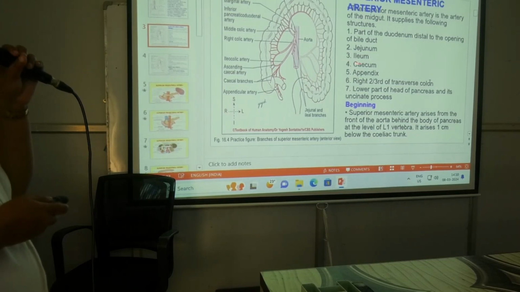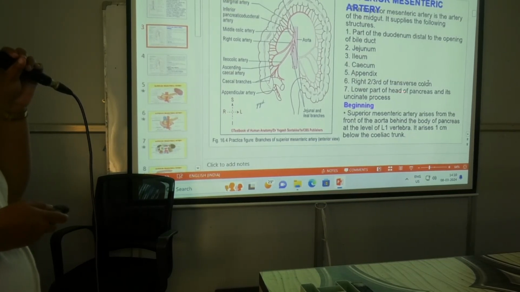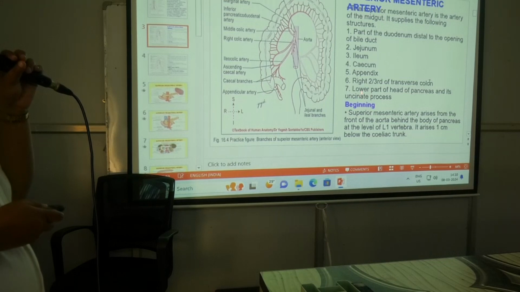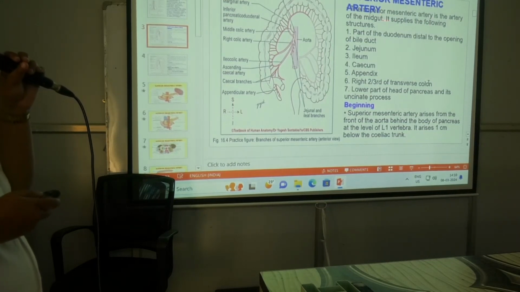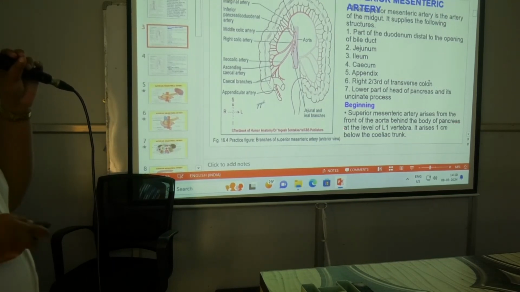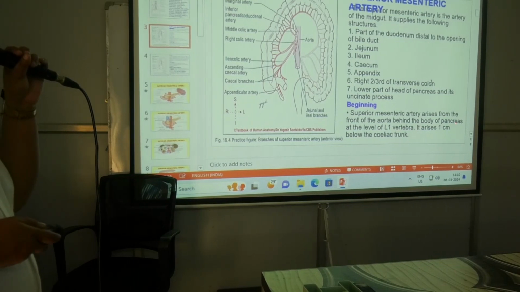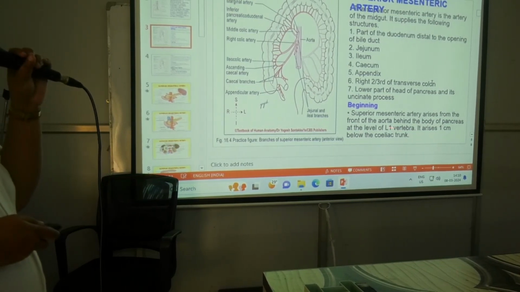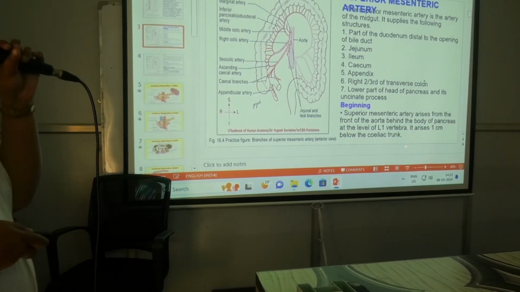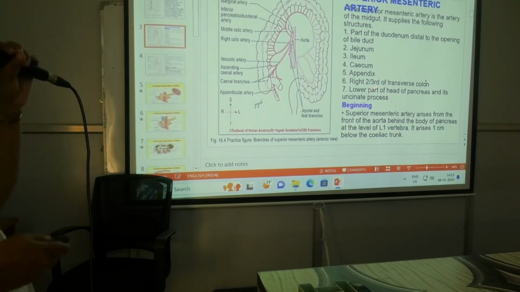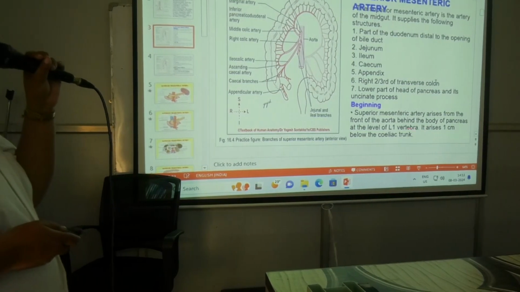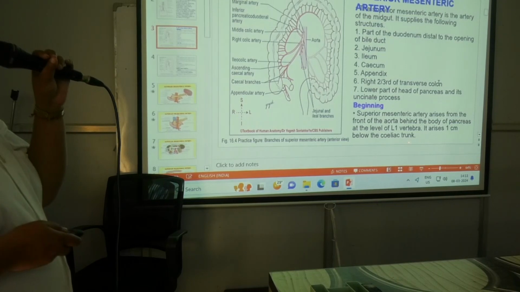Then jejunum, ileum, cecum, appendix, right 2/3 of the transverse colon, lower part of the head of pancreas and its uncinate process. All these are supplied by the superior mesenteric artery. How does it begin? It arises from the front of the aorta behind the body of the pancreas at the level of L1 vertebra, about 1 centimeter below the celiac trunk. So this is the beginning of the superior mesenteric artery. The vertebral level is L1, you have to remember, and 1 centimeter below the celiac trunk.